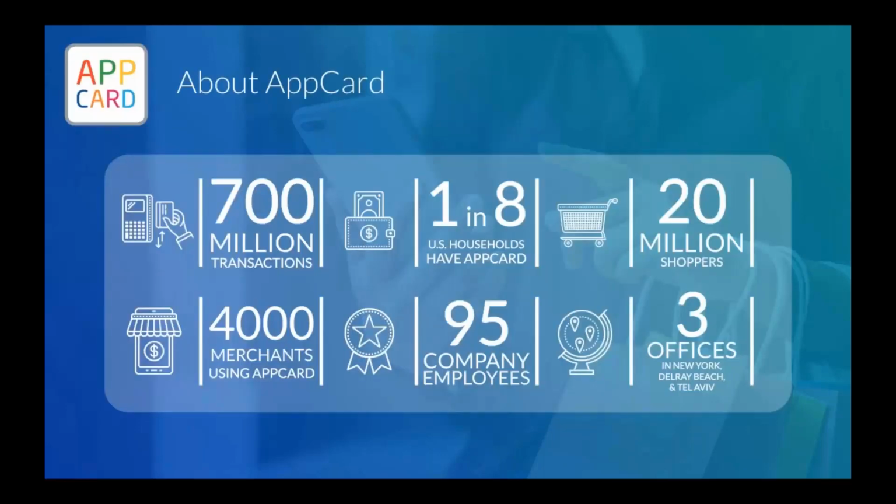Let's begin with just a couple of facts about AppCard. So we process 700 million transactions in a year. Currently, we're in 1 in 8 U.S. households. We have about 20 million shoppers with over 4,000 merchants using our platform. We've got 95 company employees. I work out of our New York office here in Manhattan. We have a second office in Delray Beach, Florida, and a third office in Tel Aviv.